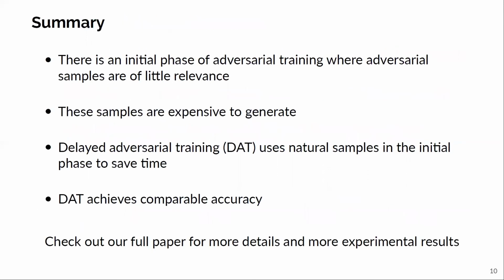So in summary, there is an initial phase of regular adversarial training where adversarial training samples do not help robustness. Yet we normally generate adversarial samples in this period, which takes time and increases the total training time. Instead, we have developed an adversarial training procedure which uses natural samples in the initial phase of training and so significantly reduces the training time because we no longer need to use adversarial samples from the beginning of training. Furthermore, through extensive experiments, we demonstrate that the test accuracy does not suffer using our delayed adversarial training method either. Please do check out our full paper for more details and more experimental results.